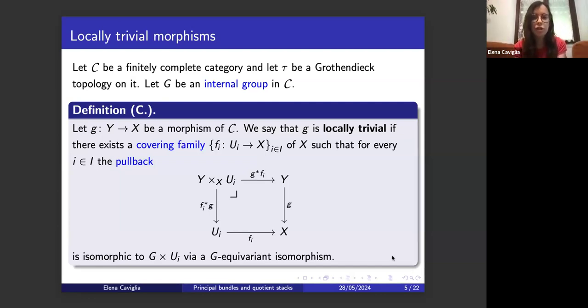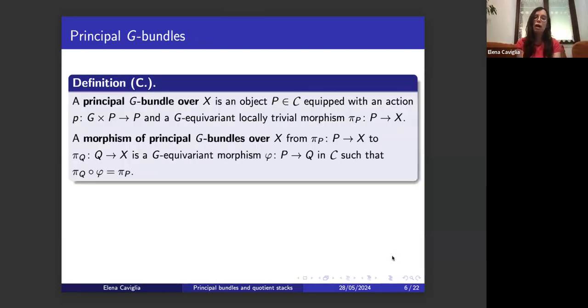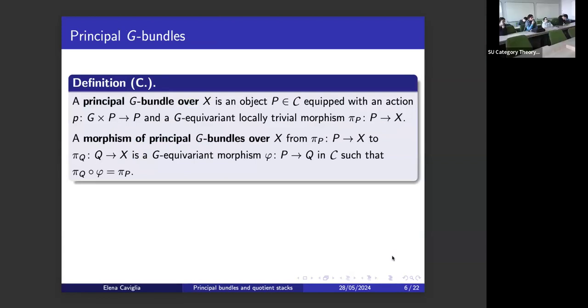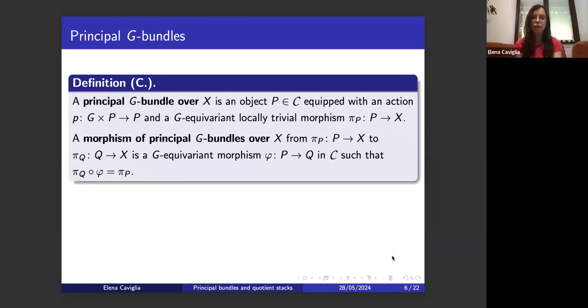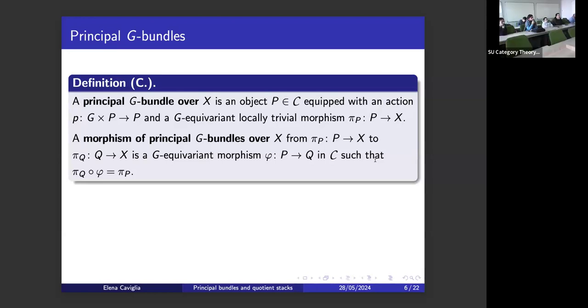And now that we have a notion of locally trivial morphism, it's very natural to define a principal G-bundle over an object of the category as another object that has an action of the fixed internal group on it, and the G-equivariant locally trivial morphism, pi, P, like this one. And then we define morphisms of principal bundles just as morphisms in the slice category that are also G-equivariant. So they respect the actions of G that we are fixing.